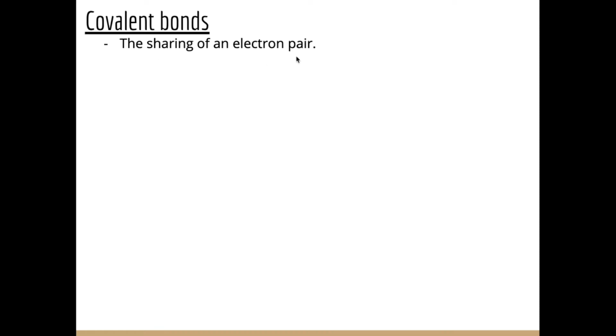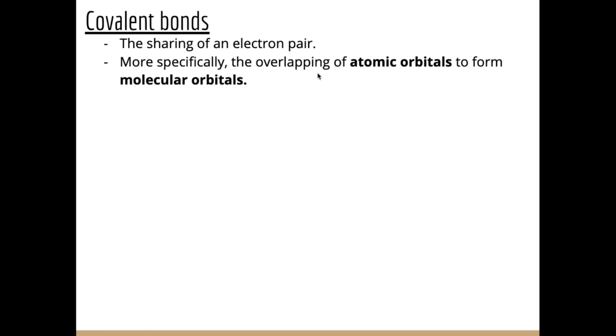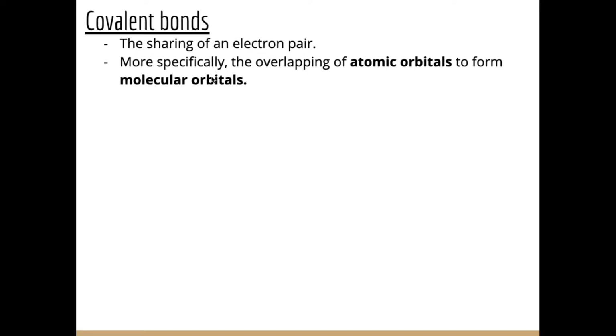So covalent bonds, we said, is the sharing of an electron pair. That's a very simple definition. However, we know that electrons have a wave-particle duality and they exist in orbitals, so we can be more specific. Covalent bonds are more specifically the overlapping of atomic orbitals to form molecular orbitals. So you have an atomic orbital from one atom, an atomic orbital from another atom. They overlap and you form a molecular orbital, which is where they're sharing those electrons and you get a strong bond between those two atoms.